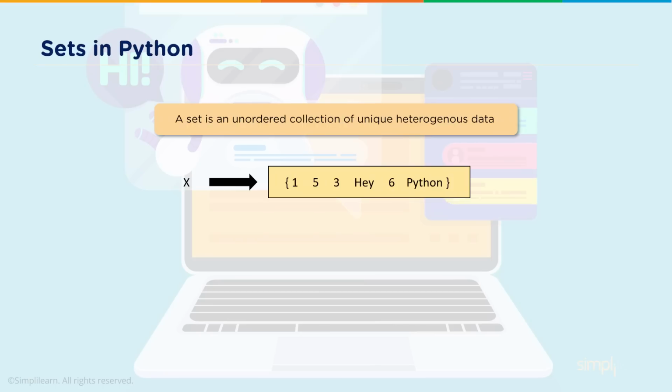And then finally there's a set. We put curly brackets around it. Now there are some other more complex data type collections that go above these, but these are the three basics. And a set is an unordered collection of unique heterogeneous data. So it's unique. If you put in 153 hey 6 Python and I try to add 6 in here, it'll only store one value of 6, since these are all unique in here.